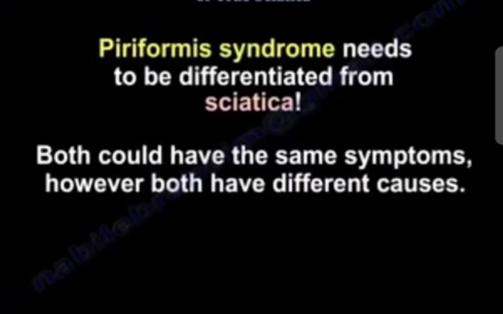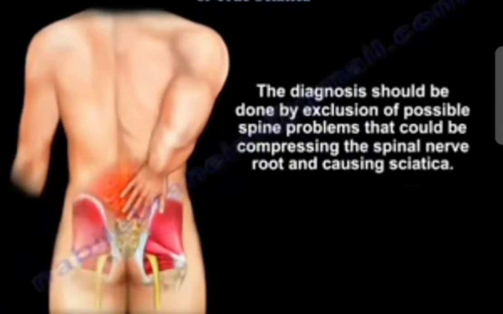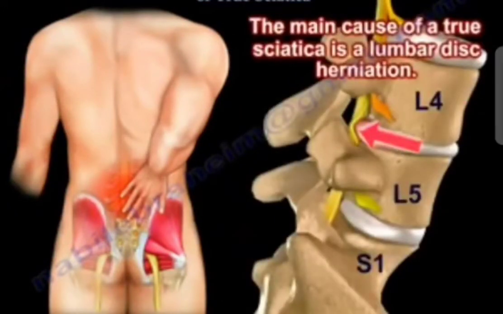Piriformis syndrome needs to be differentiated from sciatica. Both could have the same symptoms, but both have different causes. The diagnosis should be done by exclusion of a spine problem that compresses the spinal nerve root and causes sciatica. The main cause of a true sciatica is a disc herniation.